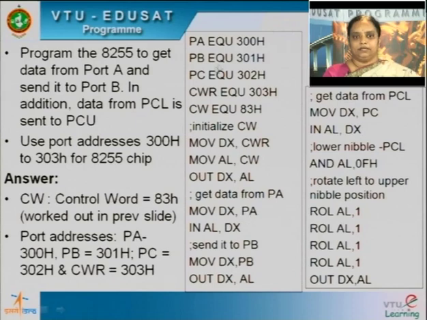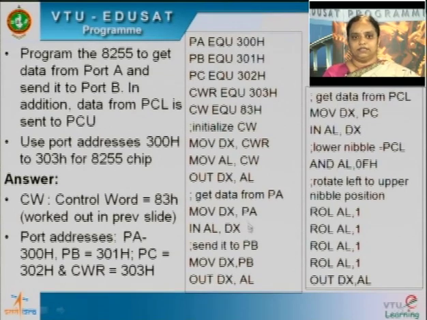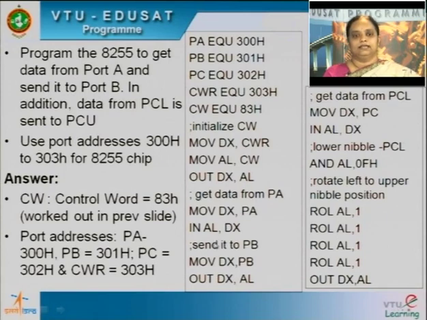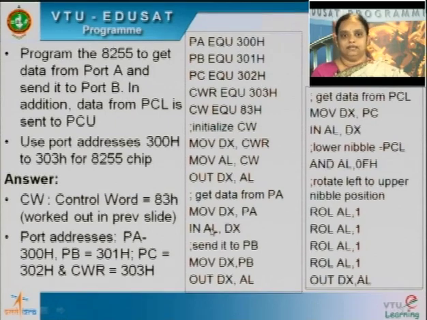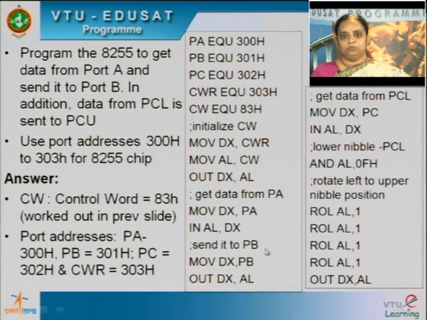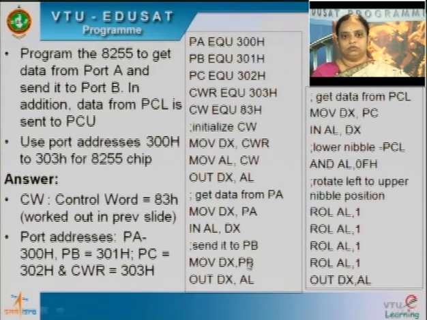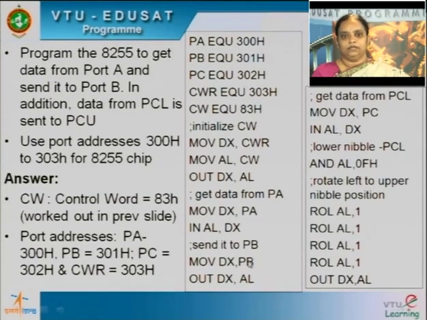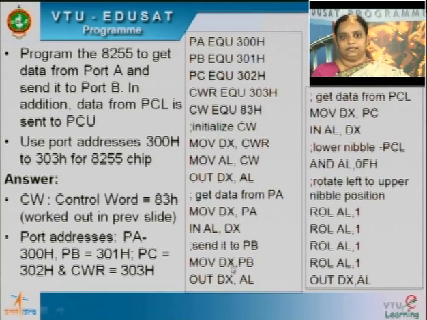Now this PA EQU stands for 300, so 300 is moved into DX. And when I say IN AL comma DX, from 300 whatever data is there, that 8-bit data is put into the AL register. Now send it to port B. To send it to port B, once again the DX register should now reflect the port B address. The port B address is 301, so move 301 to DX and you say OUT DX comma AL.